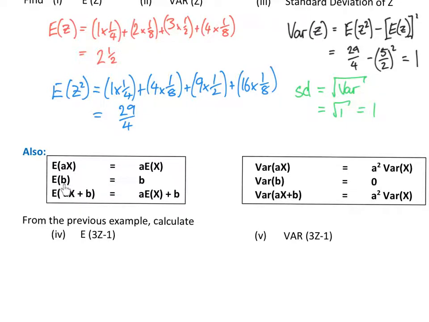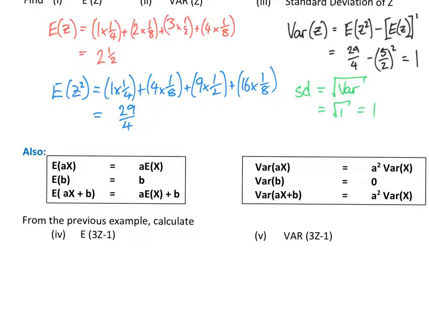The expected value of a constant, if you just have a constant time and time again, then it's just b. The expected value of 2 and 2 and 2 and 2 and 2 is just 2. And so if you have the expected value of ax plus b, we can say, okay, whatever we do to x, we multiply it by a, and then we're adding b. So we're going to do the same to the expected value. We're going to multiply the expected value by a, and then we're going to add b.